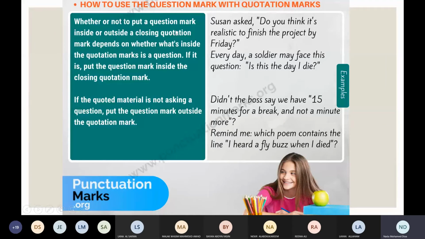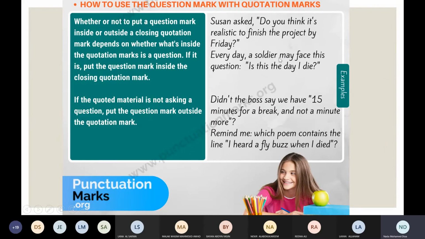Whether or not to put a question mark inside or outside the closing quotation mark depends on whether what's inside the quotation mark is a question. If it is, put the question mark inside the closing quotation mark. So: Susan asked, "Do you think it's realistic to finish the project by Friday?" The question mark is inside the quotation.